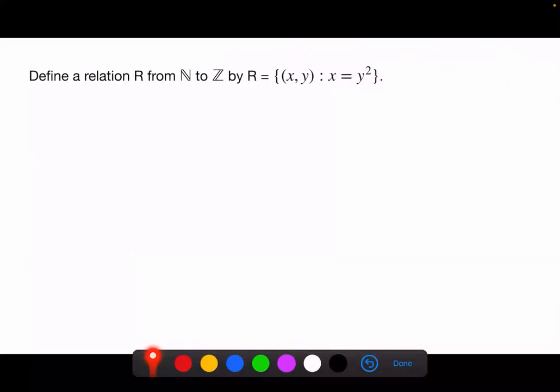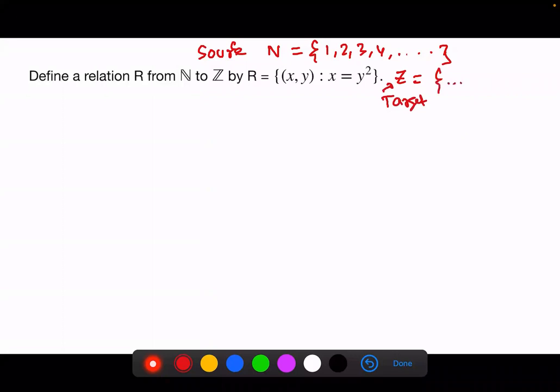So I have a relation from a natural number set to integers. Now here my source is the natural number set. Source is 1, 2, 3, 4, and so on. So I have unlimited numbers. My target is the integer set. So what do we have? There are many numbers now: -3, -2, -1, 0, 1, 2, 3, and so forth.